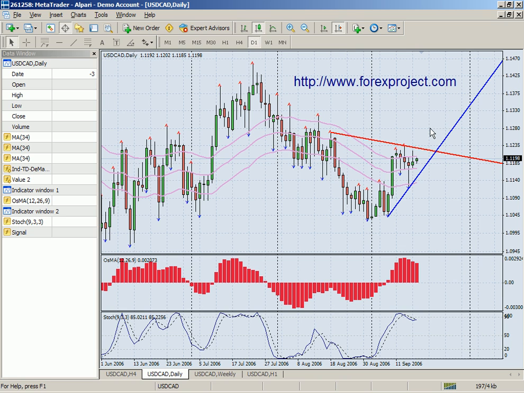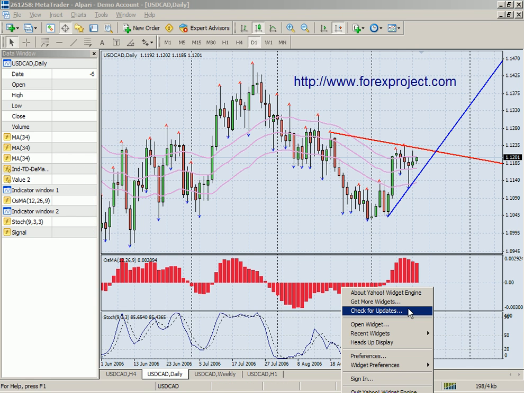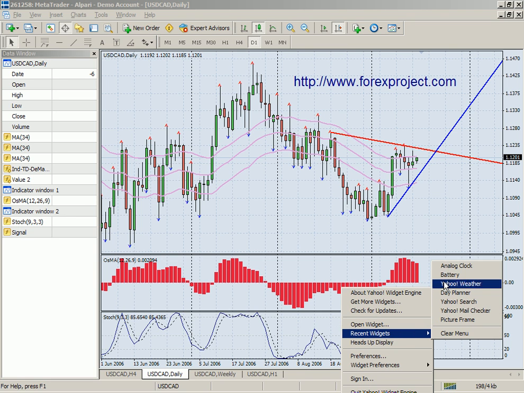So right now I have a chart open of the US dollar CAD daily chart, and what I've drawn here is the resistance line in red, the support line in blue, and these pink lines here are what Raghee calls the wave. And what the wave is, is the 34 EMA high, close, and low.